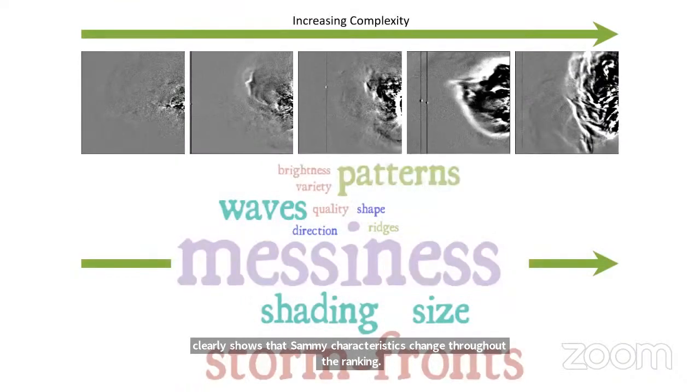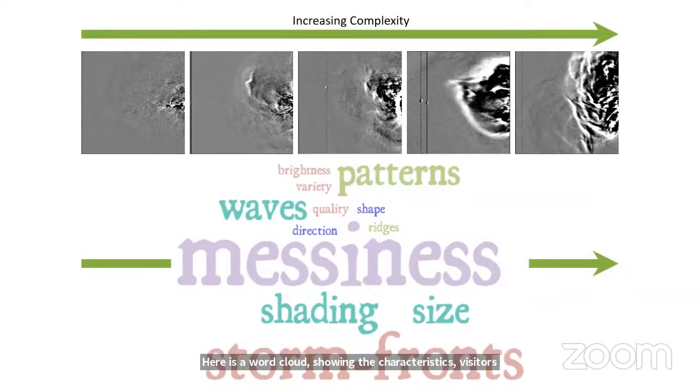Here is a word cloud showing the characteristics the citizen scientists said they looked for when deciding which CME was the most complex. As you can see, messiness was the most talked about characteristic. But there were many other factors which influenced their decisions, including the CME size, shape, and the number of storm fronts.